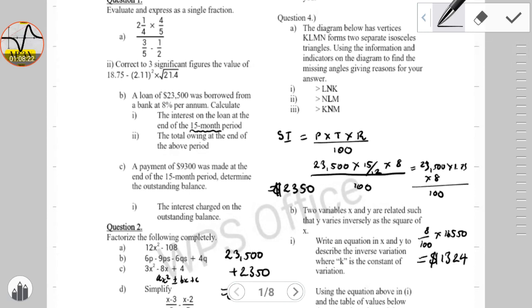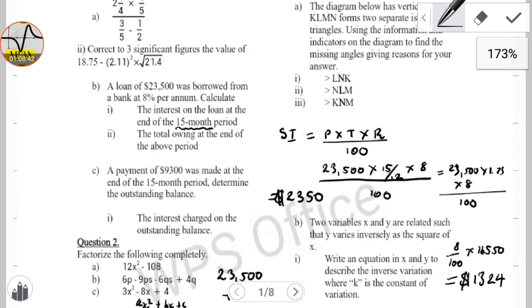The diagram below has vertices K, L, M, N, which forms 2 separate isosceles triangles. We are to use the information and indicators on the diagram to find the missing angles, giving reasons for your answer. We are to find the angle LNK, the angle NLM, and KNM.